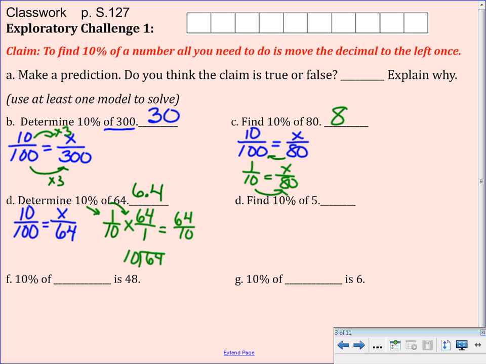Let's try that method again. 10% is 10 over 100 equals what part of 5? So 10% is 1/10 of 5. So that's 5 over 10, and that equals 0.5.